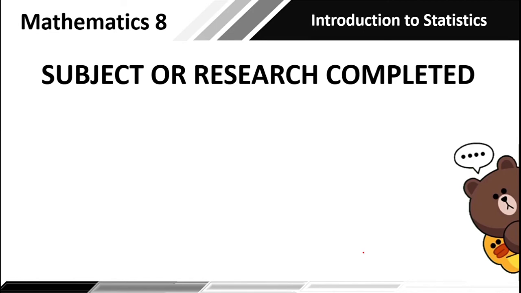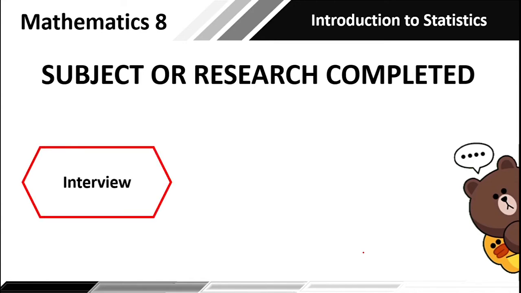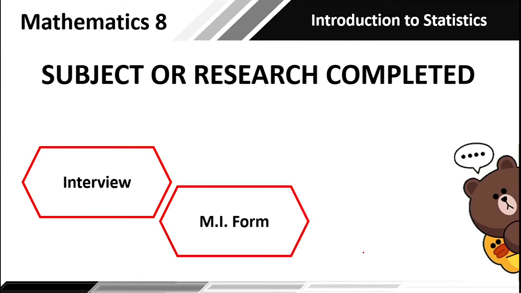Now let's identify among the following which are subject or researcher completed instrument. First one is interview. Interview is done by the researcher, therefore it is researcher completed instrument. Next example, MI form or multiple intelligence form. Students are the ones who fill up this form, therefore it is under subject completed instrument.